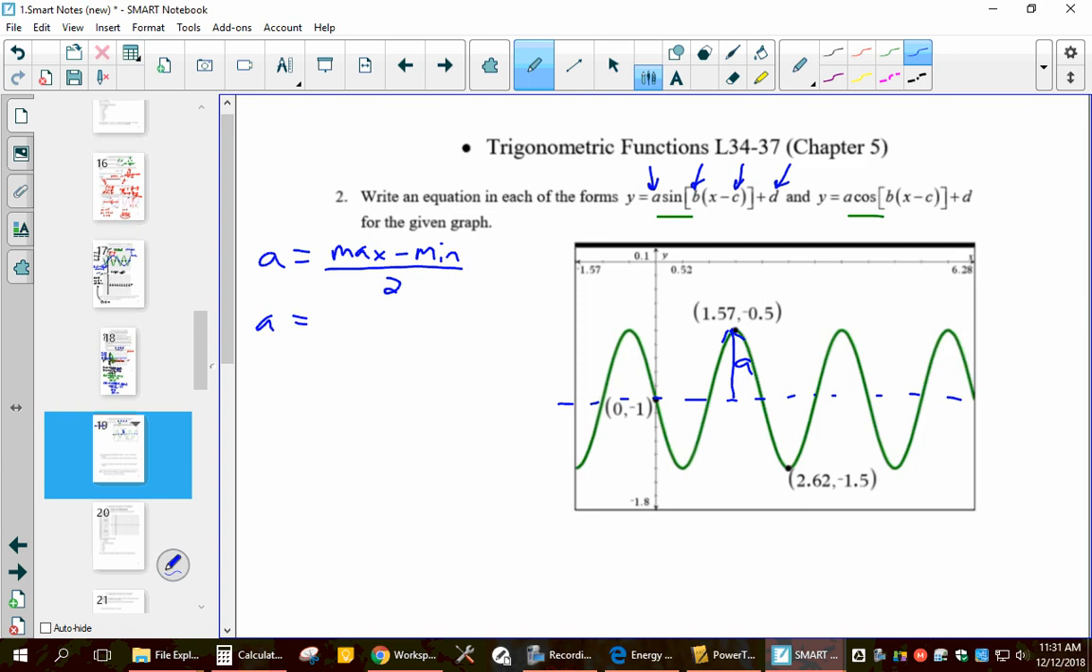So if you do that, we're going to have our max is negative 0.5. So negative 0.5 minus negative 1.5. So minus a negative, I'm just going to call that plus 1.5, divided by 2. So we end up with a is equal to negative 0.5. Okay? You guys agree with that?